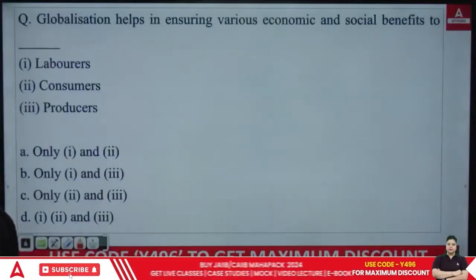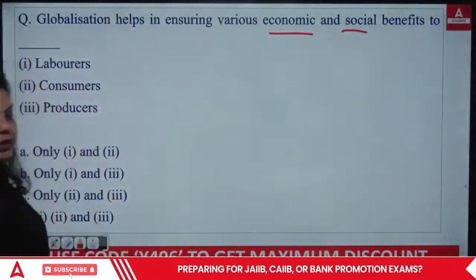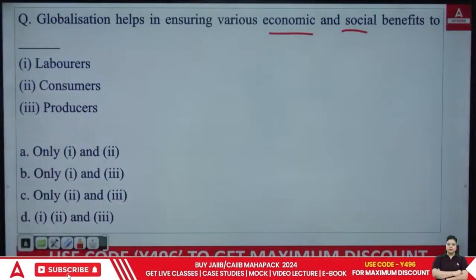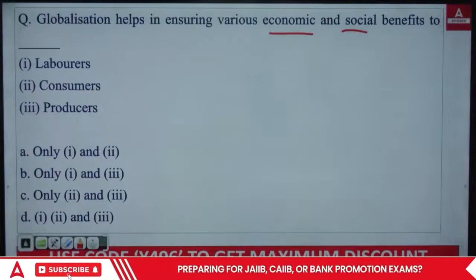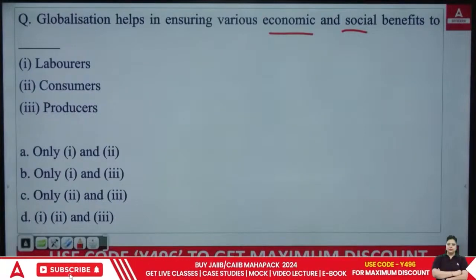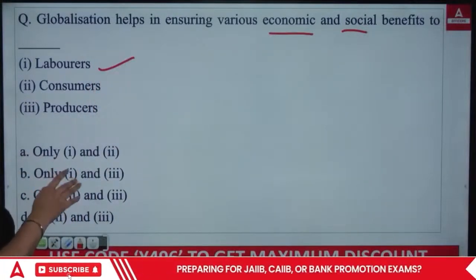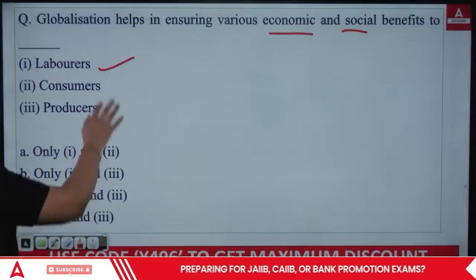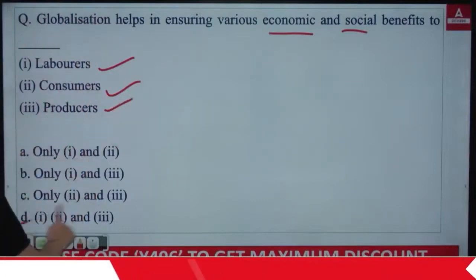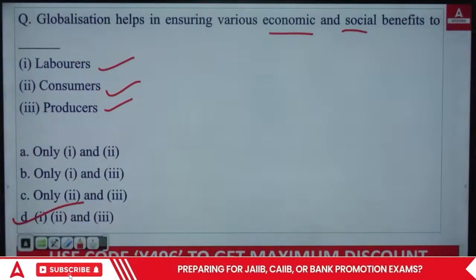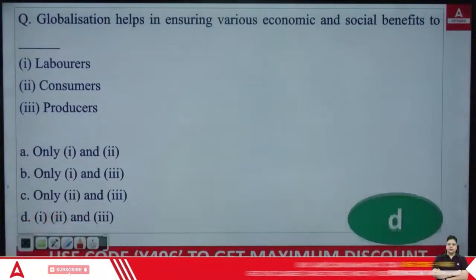Okay. Now, globalization helps in ensuring various economic and social benefits too. Who is getting economic and social benefit with the help of globalization? Laborers, consumers, producers. Let me know. Globalization is providing jobs, so it is good for the laborers. It provides a lot of options to consumers for goods and services, so it is good for the consumer. It is providing funding to the producer, so it's good for the producer. It means all are correct. All are getting benefited from it. So the right answer will be D.